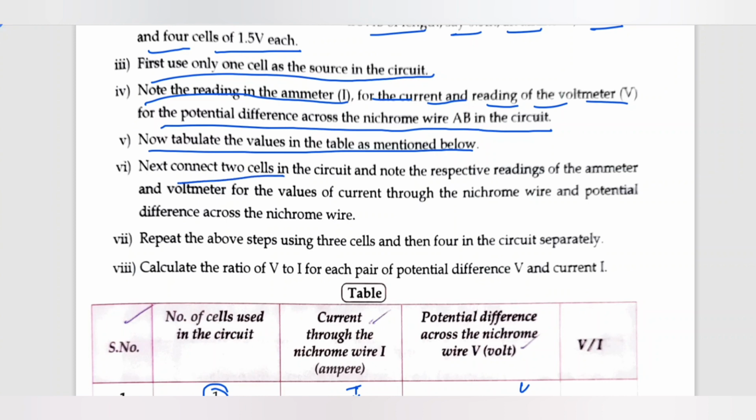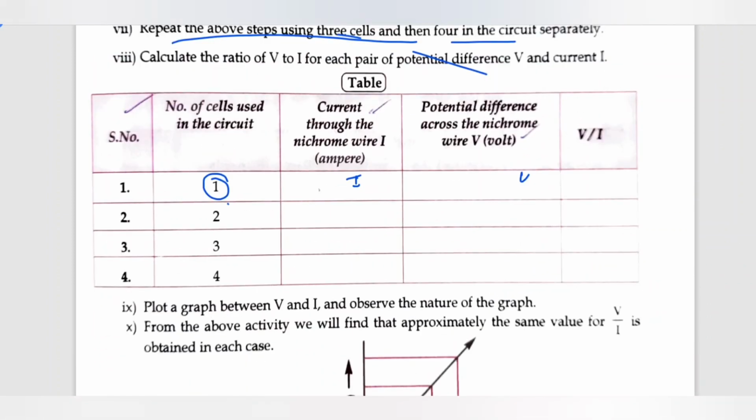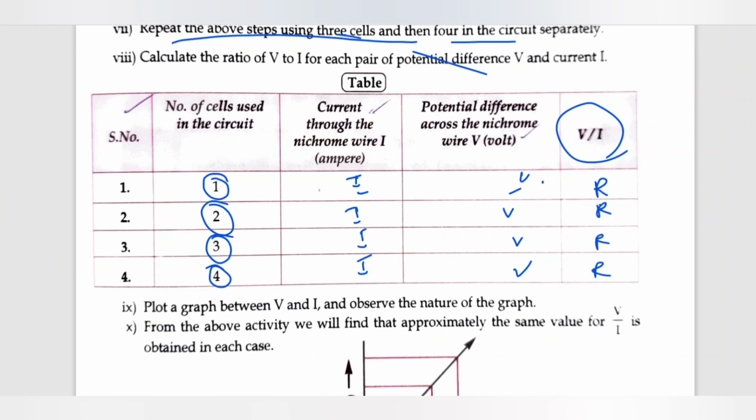Next, connect two cells in the circuit and note down the respective readings of the ammeter and voltmeter. Repeat the above steps using 3 cells, 4 cells, and so on, and calculate the V by I ratio. For every set of current and voltage, take its ratio of V and I. And you can observe that the ratio between V and I is constant, which we call the resistance of the nichrome wire. So this value will be a constant.